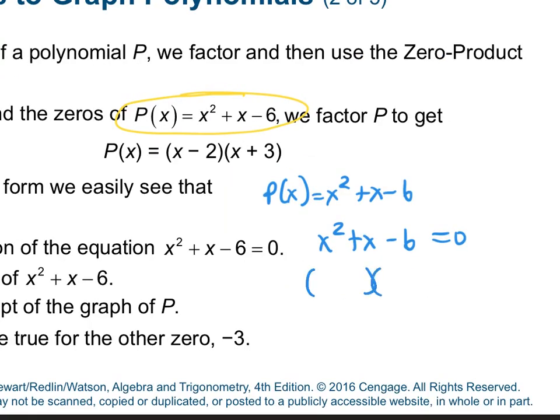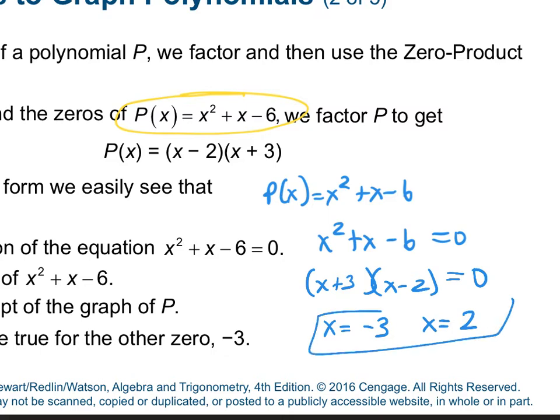So I have X squared plus X minus 6 equals 0. So what 2 numbers multiply to give me negative 6, but add to give me 1? X plus 3, X minus 2. So my 2 zeros, my 2 X intercepts, my 2 solutions are X equals negative 3 and X equals positive 2, right? Those are where the graph is going to cross the X-axis.